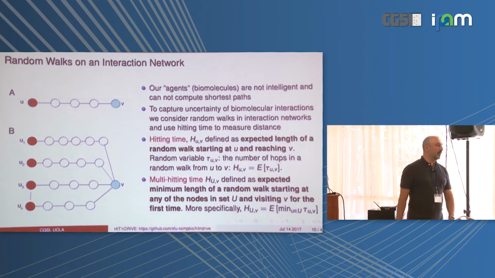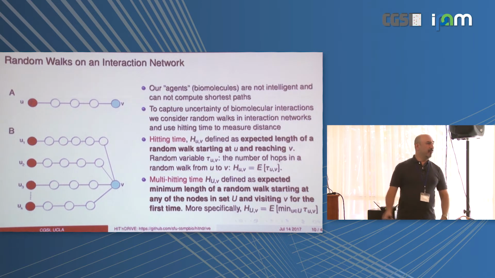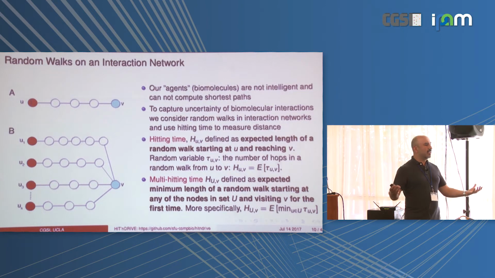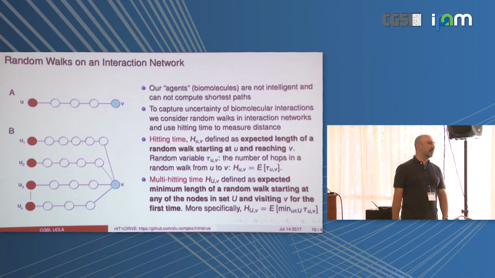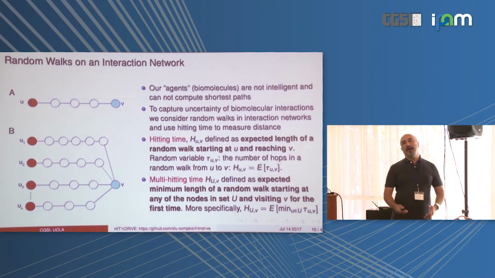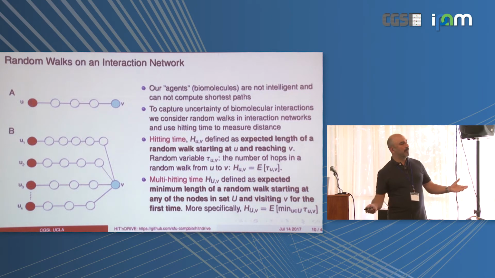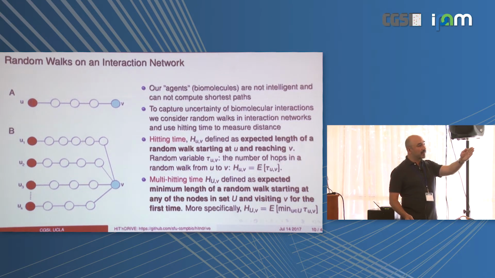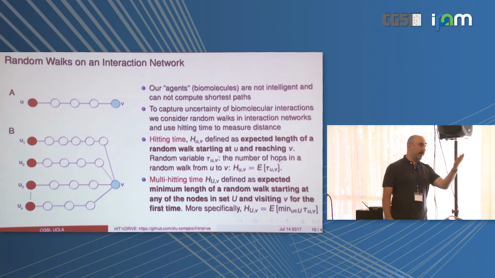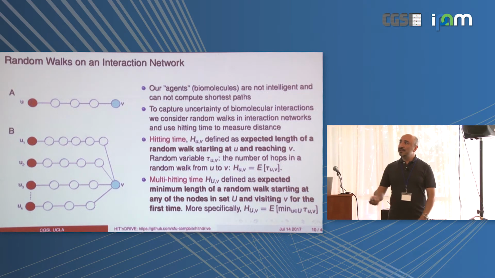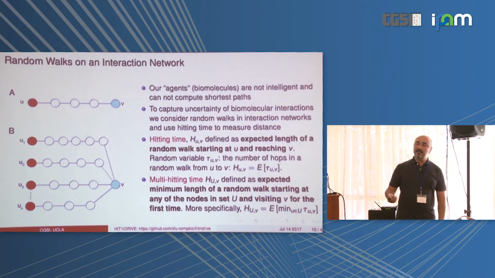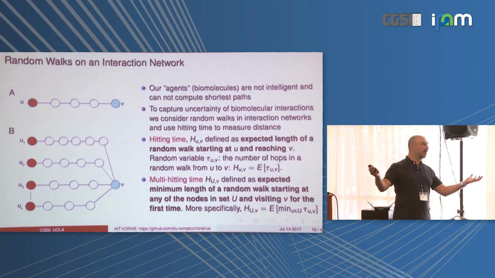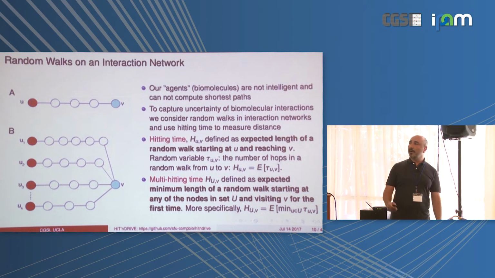In our scenario, we don't have intelligent agents. We don't have customers trying to find the nearest Starbucks. Or in the hospital placement problem, we don't have intelligent ambulance drivers finding the best route to reach a patient. We have agents, which are biomolecules, which are not intelligent and cannot compute shortest paths. They just do a random walk, we assume, in this protein or gene interaction network.